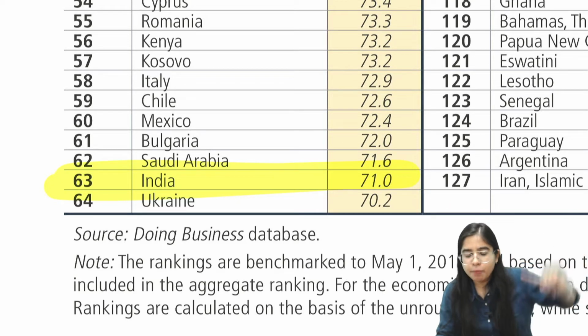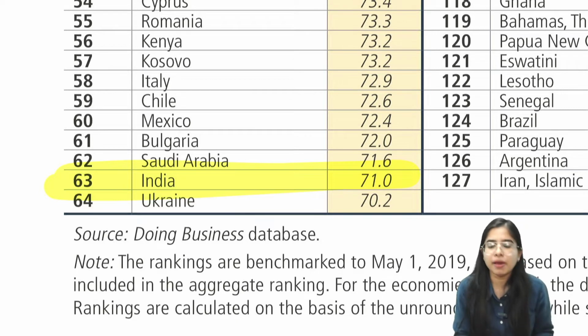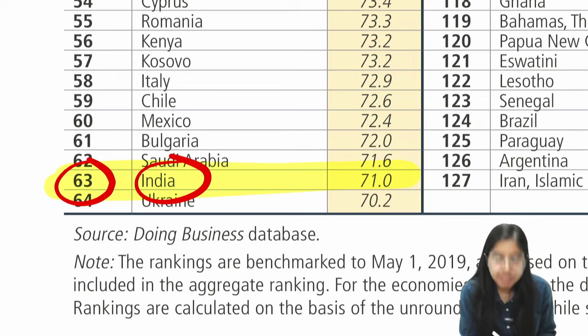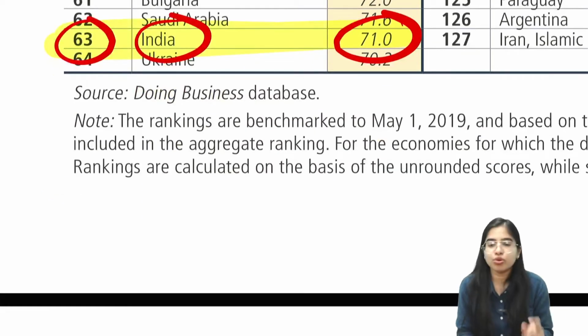Who gives this DBR report? This DBR report is given by World Bank. World Bank DBR report 2020. India ranks 63 and what is the score? The score is 71.